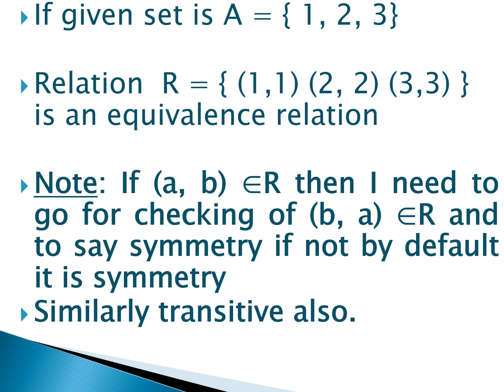The note below I have written clearly. If (a, b) belongs to R, then I need to check whether (b, a) belongs to R to say symmetry. If not, by default it is symmetric. Similarly for transitive also, as I have already said.